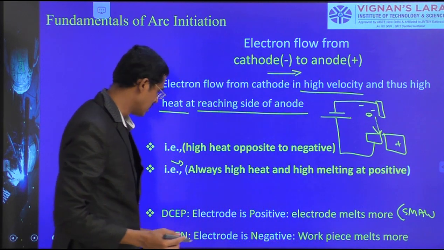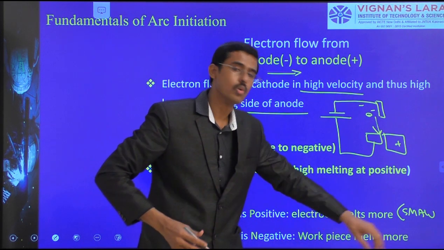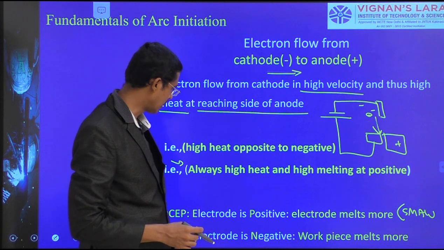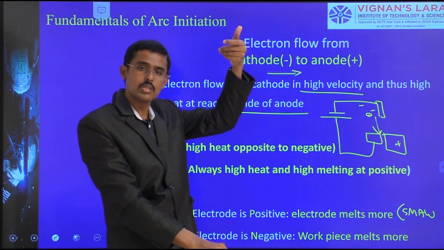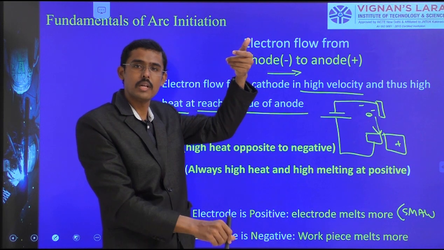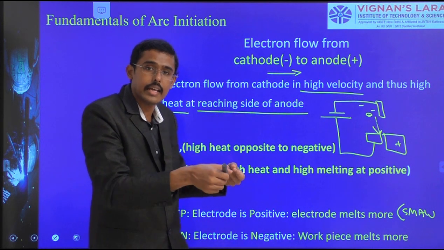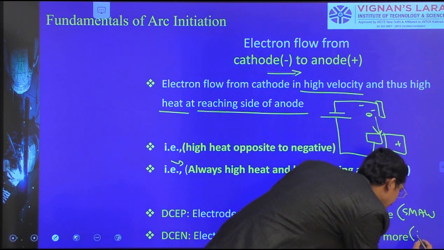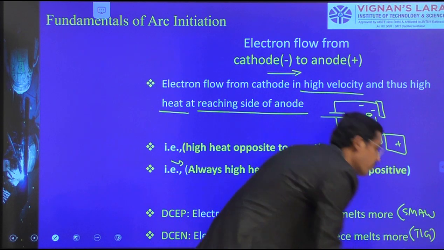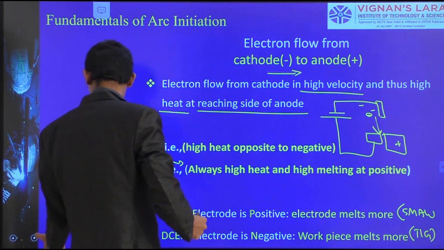Okay. So when the electrode is negative, the workpiece melts more. When the electrode is negative, heat comes to the workpiece. So the workpiece melts. Obviously you should attach a filler wire in between, and it also melts there. So I am calling this the TIG welding process. This also you should remember. We should see there.